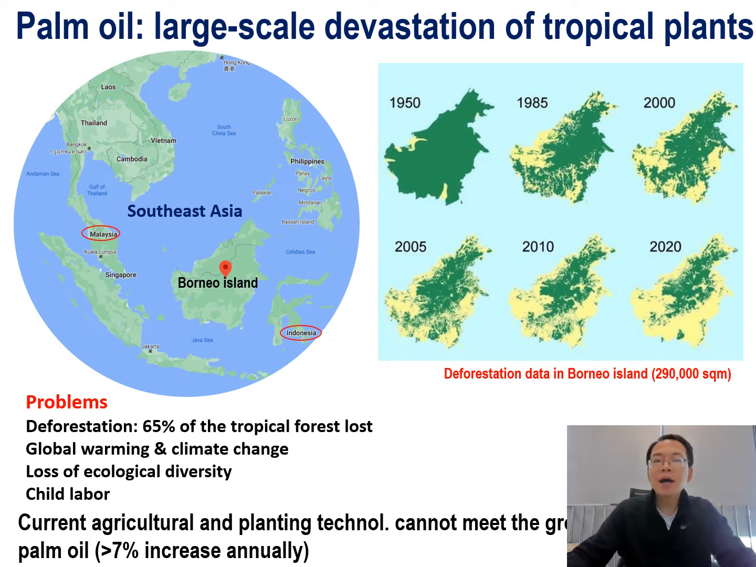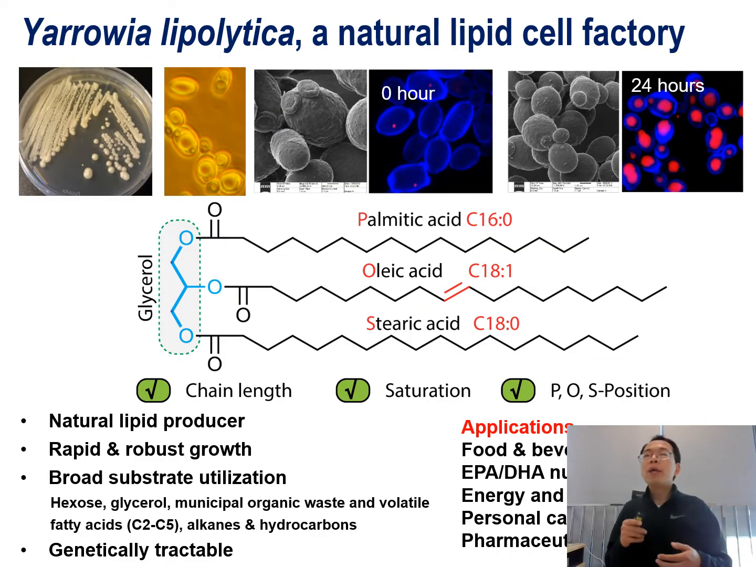Even our current agriculture and planting technology cannot meet the growing demands of the palm oil industry. Our world has seen a sustained appetite for the palm oil industry. So we see this oleaginous yeast, Yarrowia lipolytica, could be a solution to fix this problem.